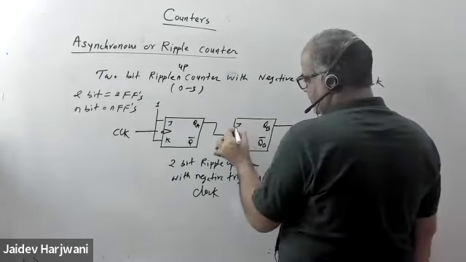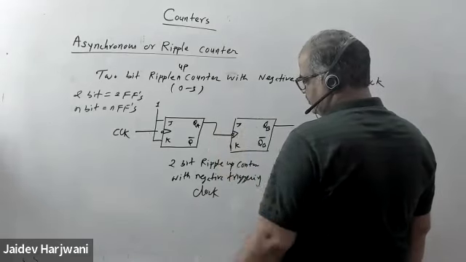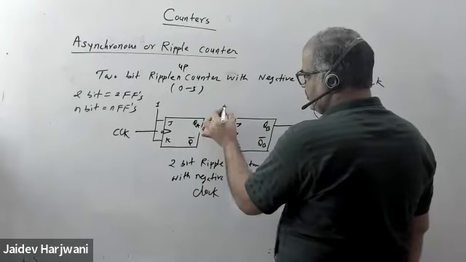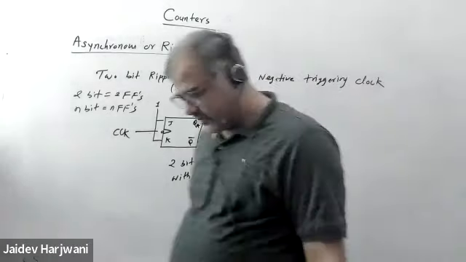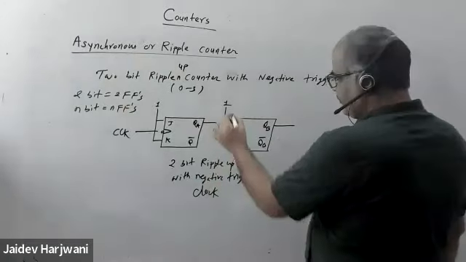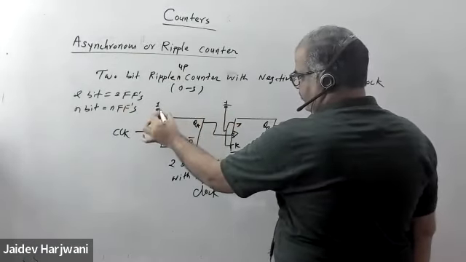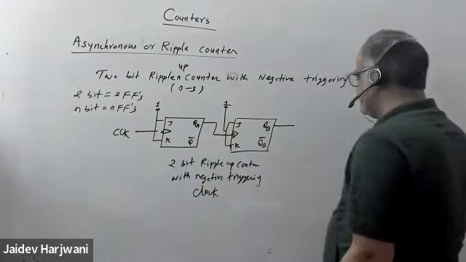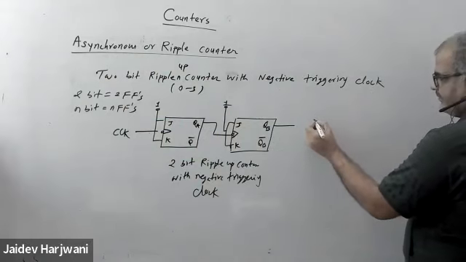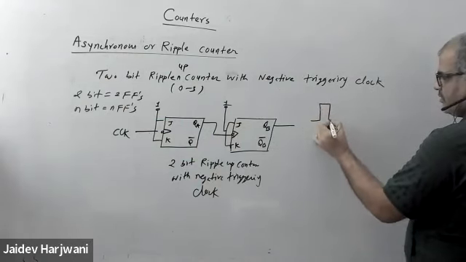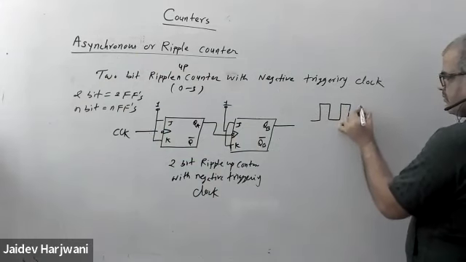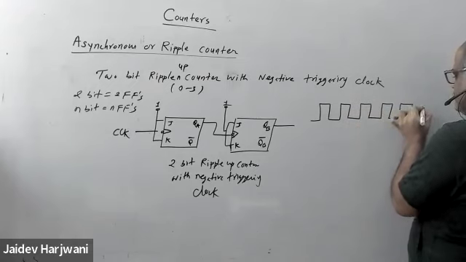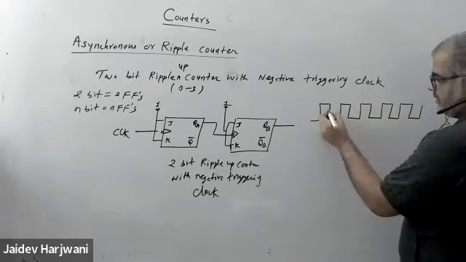Here also you have a JK flip flop, and that also you have to make in toggle mode, okay. This is also in toggle mode. So to make it toggle, tie the terminals together. So the flip flops are in toggle mode, okay. So let us say now clock is coming. Clock is like this. This is a negative triggering clock.